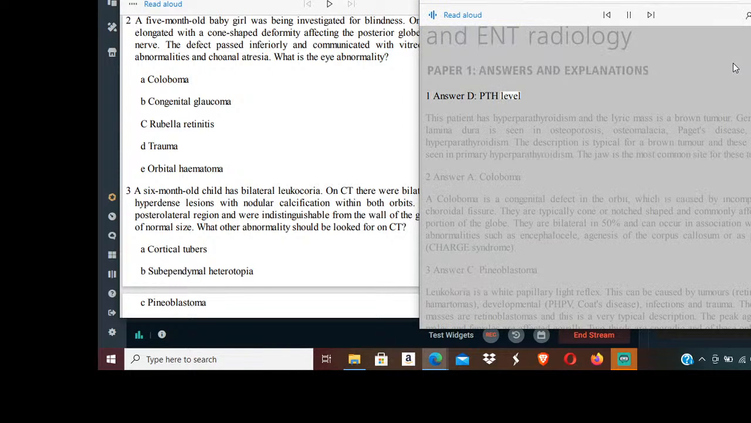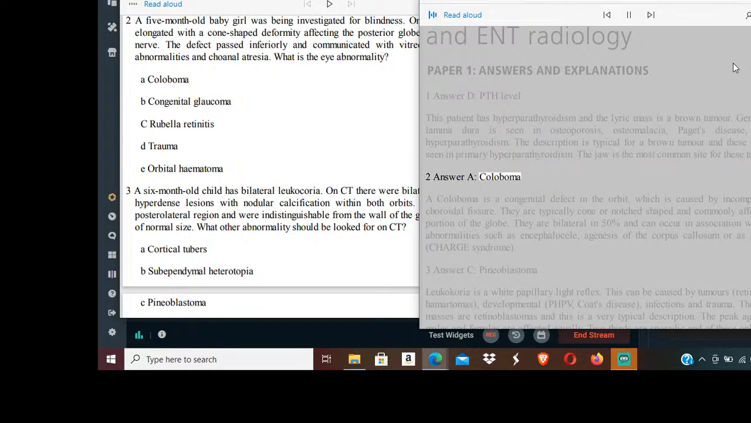1. Answer D, PTH level. This patient has hyperparathyroidism, and the lytic mass is a brown tumor. Generalized loss of the lamina dura is seen in osteoporosis, osteomalacia, Paget's disease, scleroderma, and hyperparathyroidism. The description is typical for a brown tumor, and these are most commonly seen in primary hyperparathyroidism. The jaw is the most common site for these tumors.